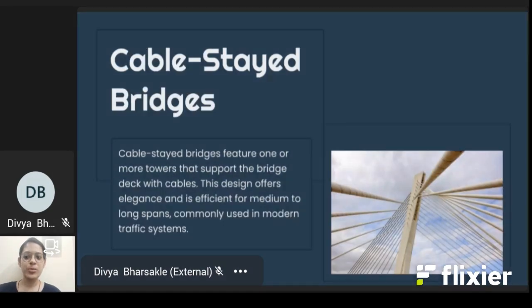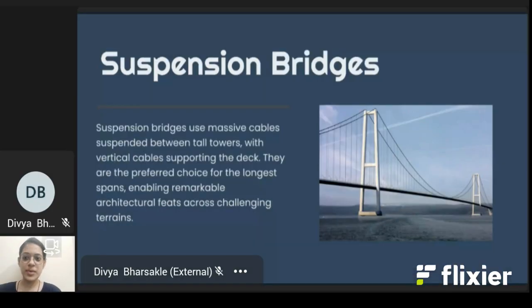Now, the cable-stayed bridges feature one or more towers that support the bridge deck with cables. They are good for aesthetic and efficient for long and medium level spans. The next is the suspension bridge and usually consists of massive cables suspended between tall towers with vertical cables supporting the deck. They are preferred for long span and give a remarkable architect for challenging terrains.